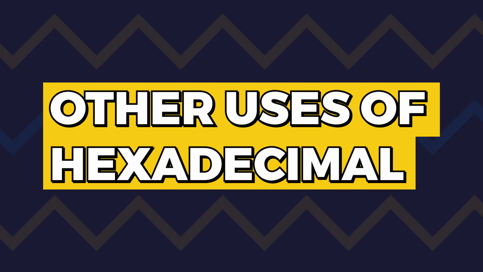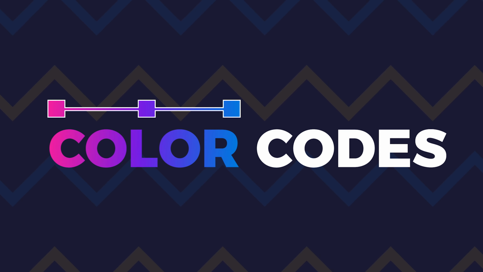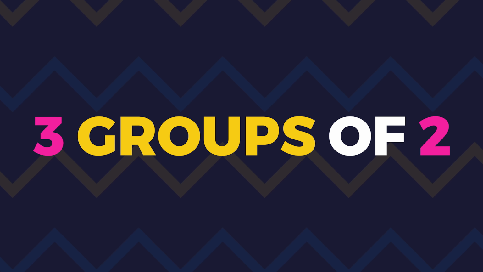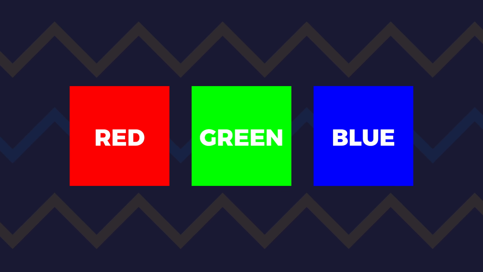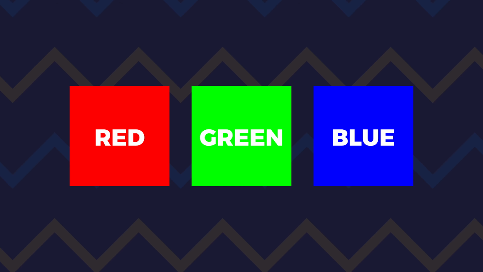Now that we've done some conversions, let's take a look at other uses of hexadecimal. So the other use of the hexadecimal system is in color codes. So a hex color code consists of 6 digits, and the 6 digits are split into groups of 2. The reason for that is we have 3 main colors, red, green, and blue, and that's why we separate these colors into 3 groups of 2.